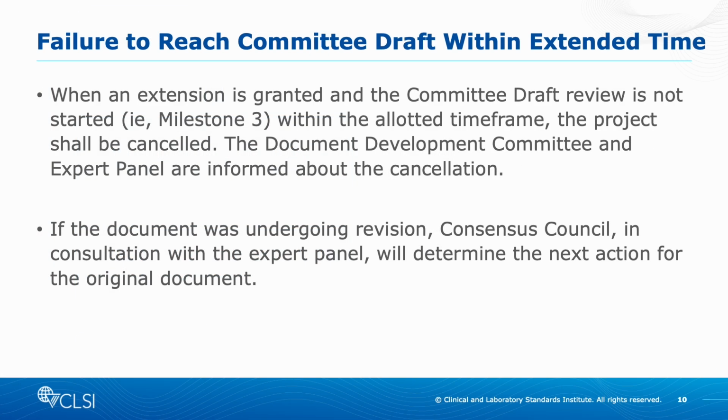When an extension is granted and a project fails to reach the committee draft review stage, that is, milestone 3, within the allotted time frame, the project is canceled. The Document Development Committee and expert panel are informed about the cancellation. If the document was undergoing revision, Consensus Council, in consultation with the responsible expert panel, will determine the next action for the last published version of the document.